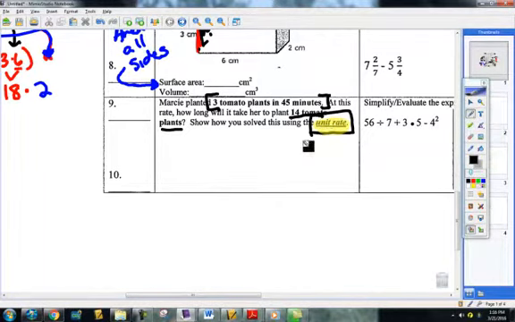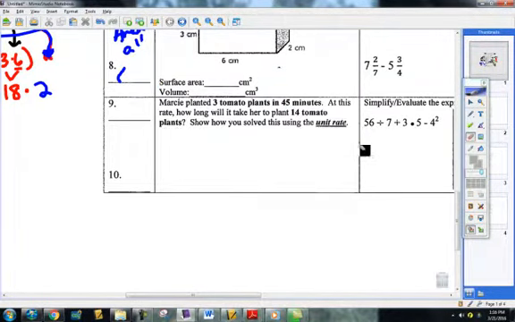Okay. If you don't do that, because I know a lot of you would just set this up as a proportion and do 3 over 45 equals 14 over x. That's not going to work. You have to find the unit rate. Okay, and you always want to find per 1 of whatever it gives you. So I'm getting kind of sloppy here. Since it gives you 14 tomato plants, you want to figure out how many minutes it's going to take her to plant 1 tomato plant.